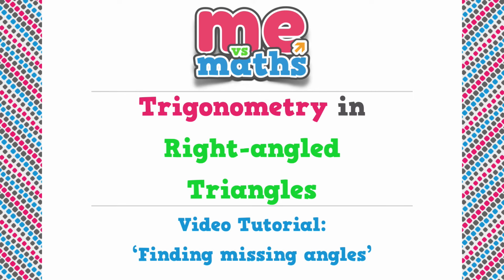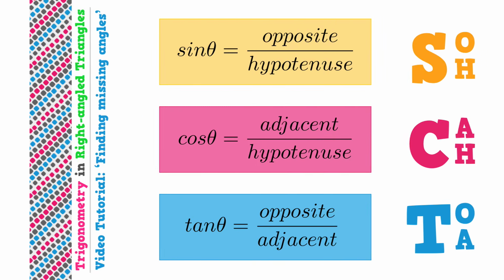Hi again, and welcome to this Me versus Maths tutorial, which is about using trigonometry to find missing angles in right-angled triangles. This is tutorial 4 in our series on trig, so if you've got some catching up to do first, then please do that. Otherwise, let's get this show on the road.